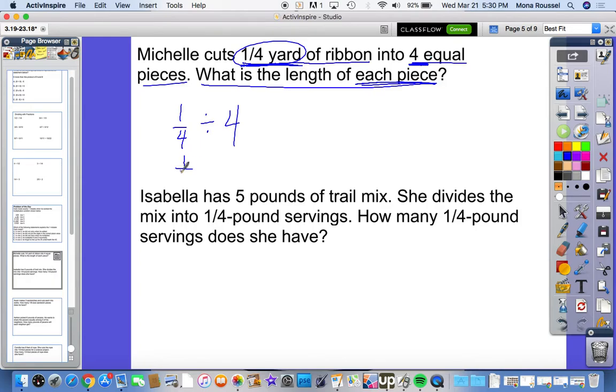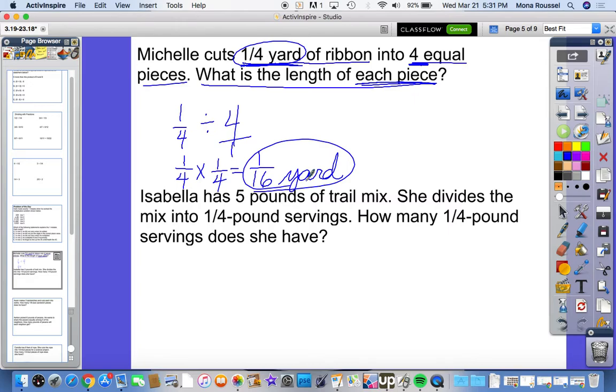Now remember, we're going to follow our steps. We're going to keep, change, flip. And we have to remember that this 4 made into a fraction is 4/1, so when we flip it, it becomes 1/4. Nothing can cancel, so the size of the pieces will be 1/16 of a yard. When it says what is the length of each piece, 1/16 of a yard is the length of each piece, because 1/16 is not improper and it cannot be reduced.